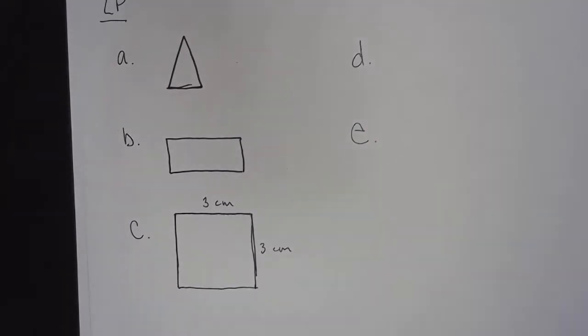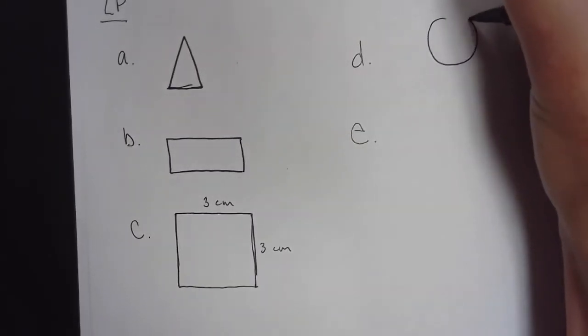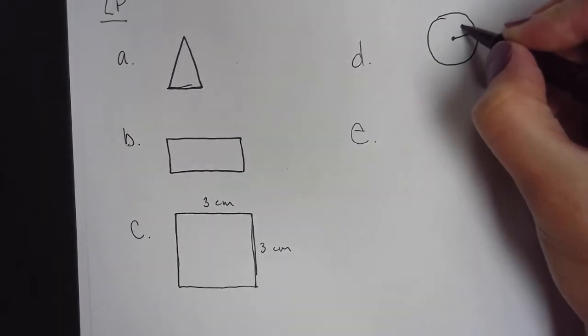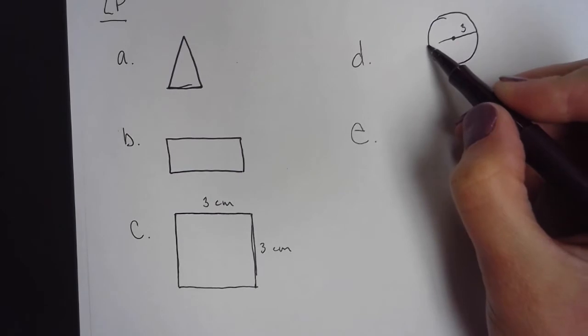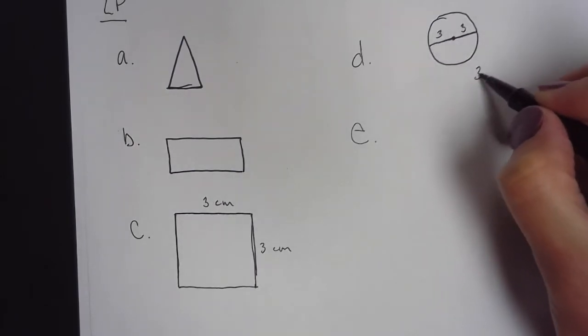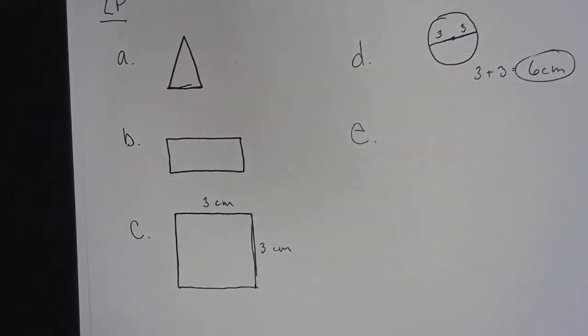Letter D says, what's the diameter of a circle that has a 3 centimeter radius? So draw your circle, put a dot in the middle, out to the side, and label it 3 because that's 3 centimeters. Now, if I had the diameter and went all the way across, this side would also be 3. So 3 plus 3 equals 6 centimeters. So the diameter all the way across would be 6 centimeters.